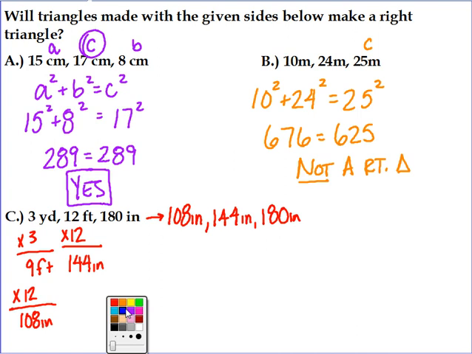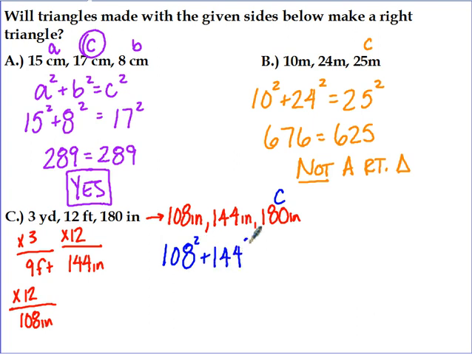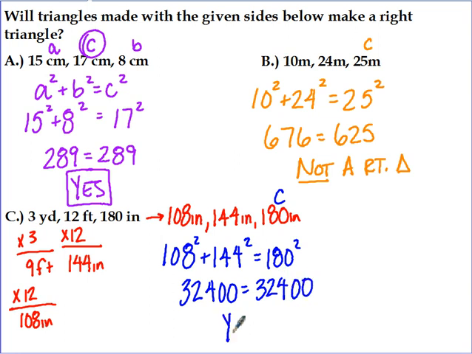So now the biggest side is 180. So I'll have 108 squared plus 144 squared equals 180 squared. And on the left side here, I get 32,400. And on the right side, I get the same thing. So yes, this would also make a right triangle. Okay, so if they ask if it's a right triangle or not, we just plug it into the Pythagorean Theorem. If the numbers are equal, then yes, it's a right triangle. If the numbers are not equal, then no, it's not a right triangle. And there's a graded worksheet on just this concept where you're determining if it's a right triangle or not.